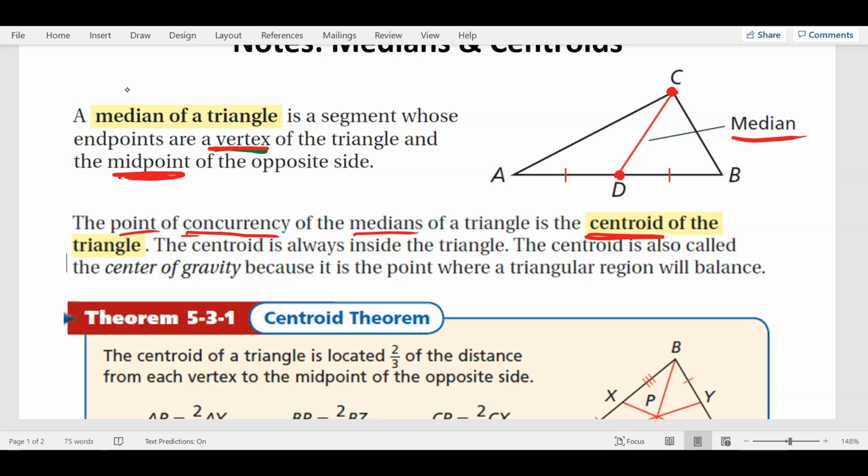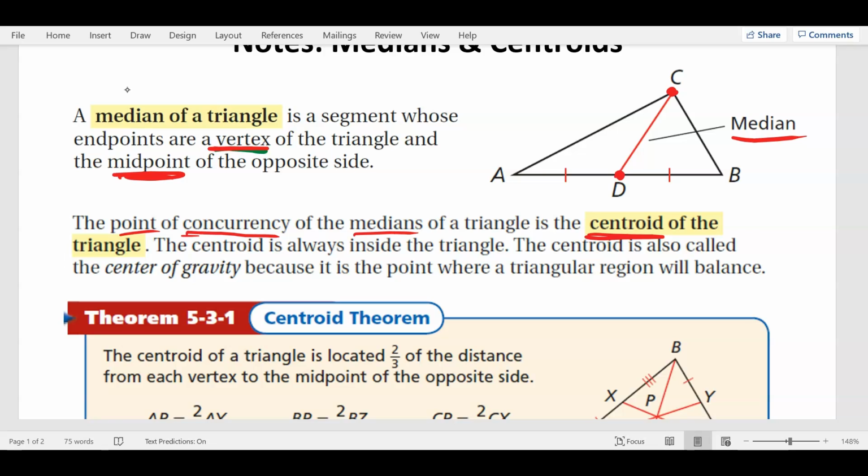Think of centroid as one of the centers of a triangle. And that's kind of weird. That's one of the centers. So there are multiple centers of a triangle. Okay, technically there's this centroid. There's also an incenter. There's also an orthocenter and a circumcenter. Okay, 4 different centers of a triangle. But this centroid, it says, is always inside the triangle.